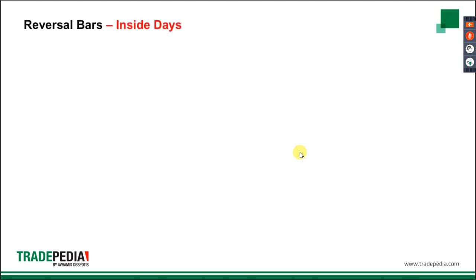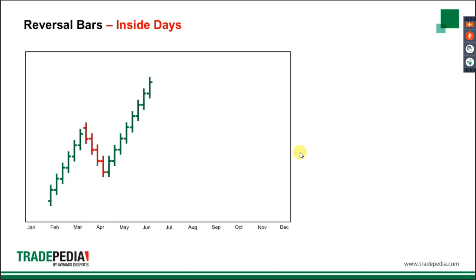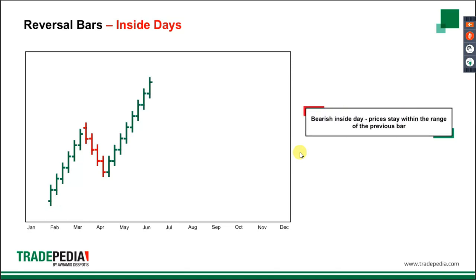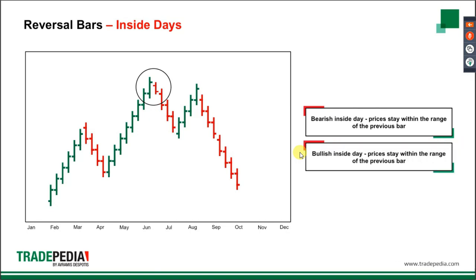So we have reversal bars, inside days. We have a bearish inside day that occurs at the market top. It's recognized with prices staying within the range of the previous bar, so it fails to make either a new high or new low from the previous bar. This is the inside day, and you have a bullish inside day. A bullish inside day occurs at the market bottom. It's recognized with prices staying inside the previous bar, failing to make either a new high or a new low from the previous bar.